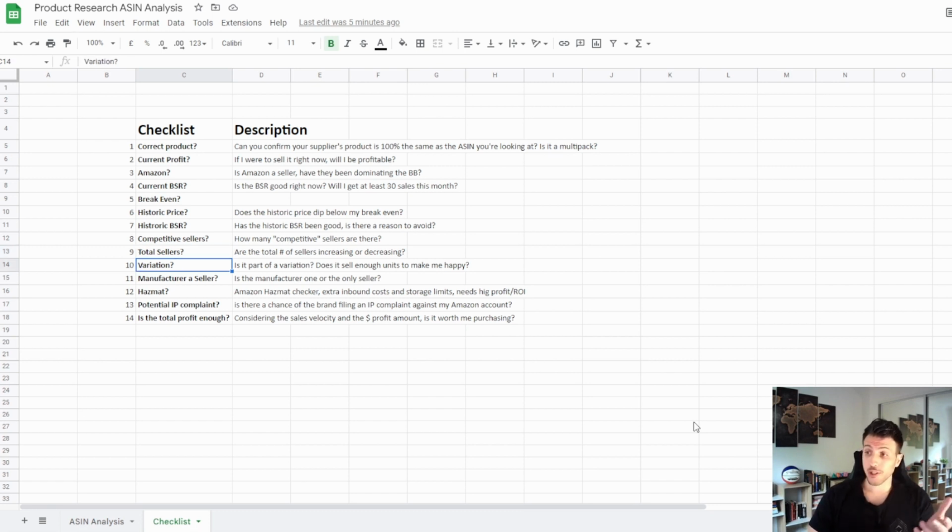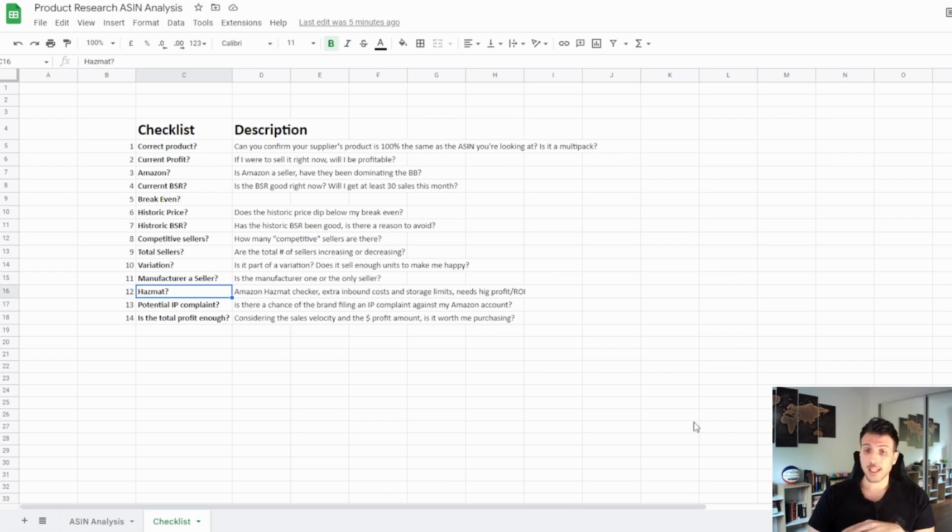Next, variations. Is the product part of a variation set? Important, because the BSR is a bit weird when it comes to variations. Manufacturer. Is the manufacturer the only seller on this ASIN? If they are, there's a very good chance they're going to want to kick you off. You might get an IP complaint, which is the one after this one.